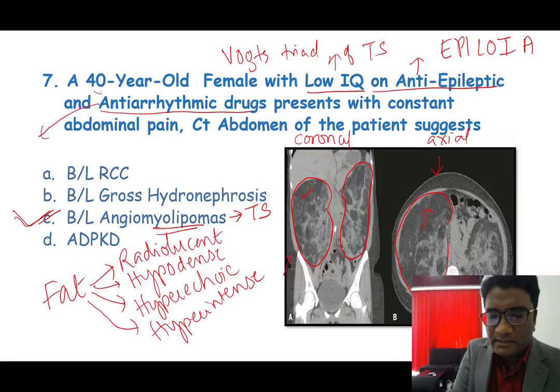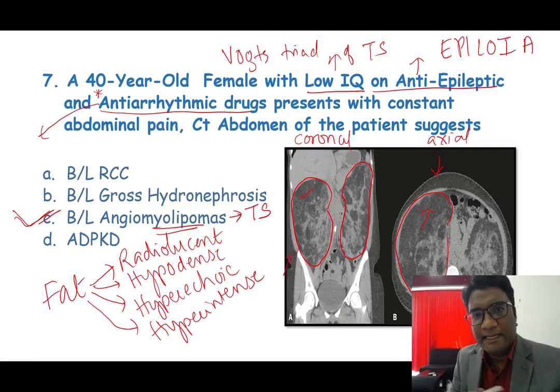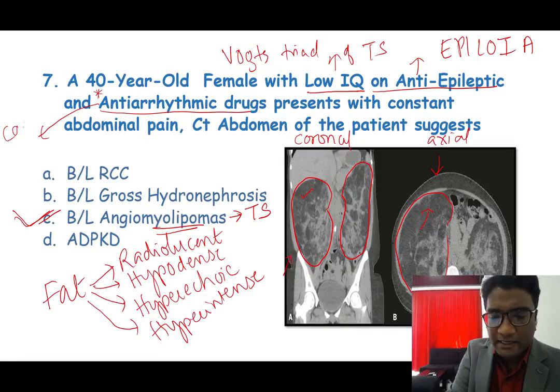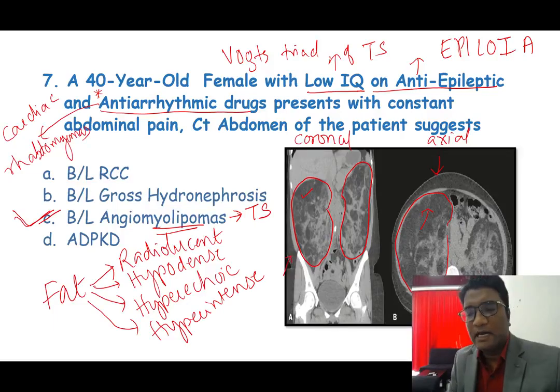And why is the patient on antiarrhythmic drugs? Any association of tuberous sclerosis with cardiac manifestations? Please remember, in the heart, these patients commonly have cardiac rhabdomyomas, which could be a reason for their arrhythmias. So these are features of tuberous sclerosis.